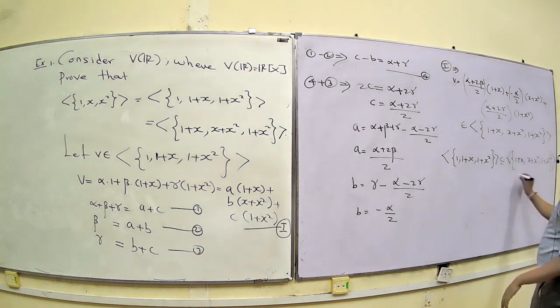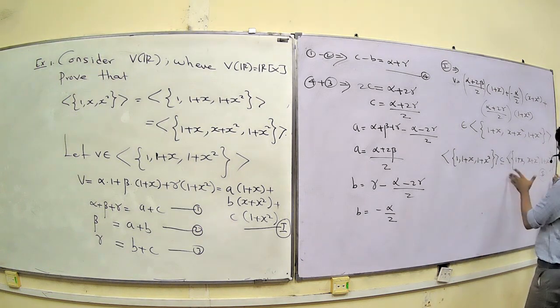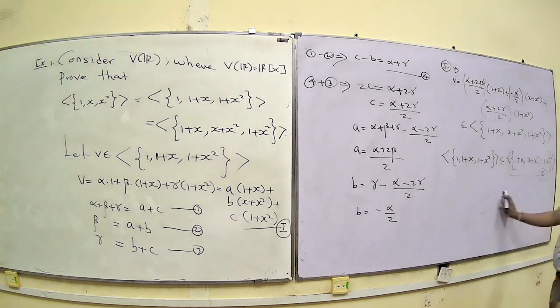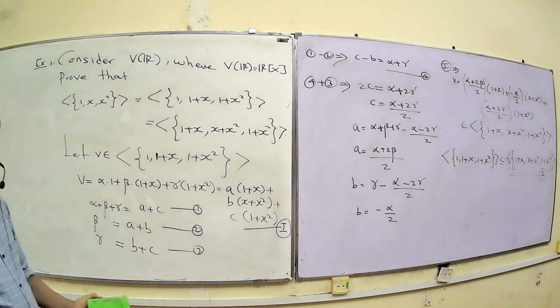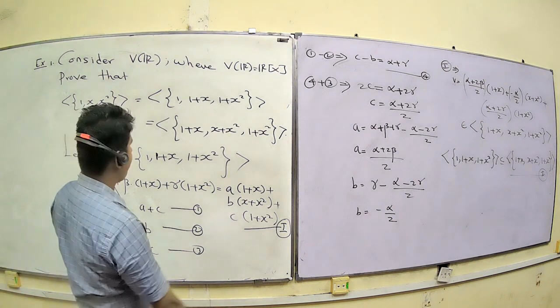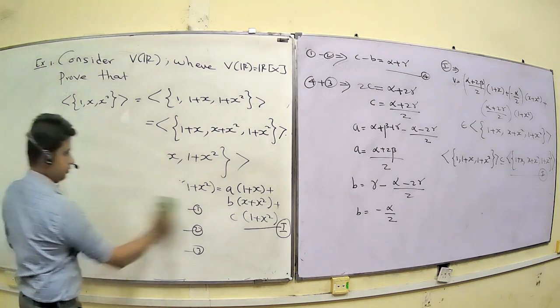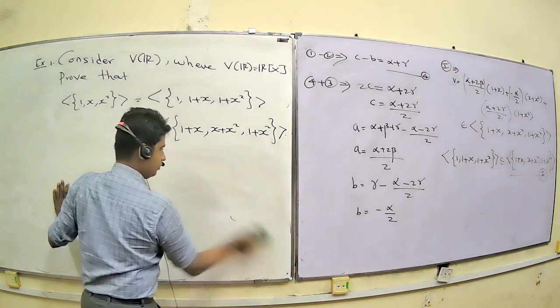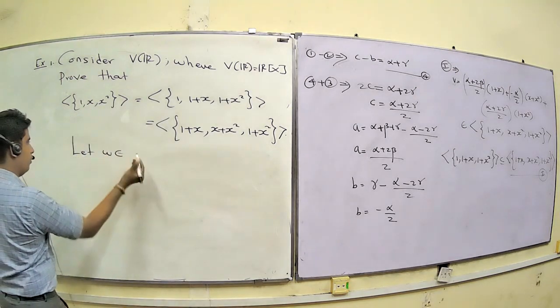Okay, it is your first part of the proof, right? Next, you want to show that this is a subset of this one. This span set is a subset of this span set. So you want to show that one. You take an element from this set. For that, let W belong to this set.